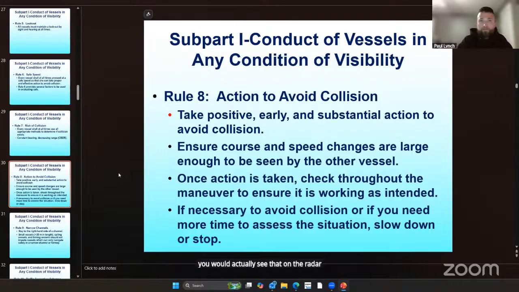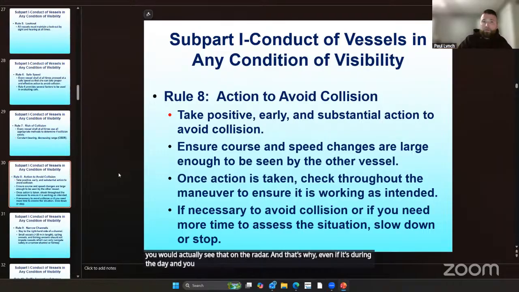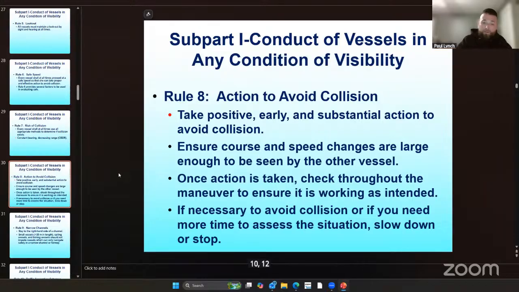And that's why, even if it's during the day and you can see 10, 12 miles, you want to have all that stuff on. And that's why it's a rule. It's to prevent collisions, loss of property, loss of lives, things like that. That's why they make these rules.